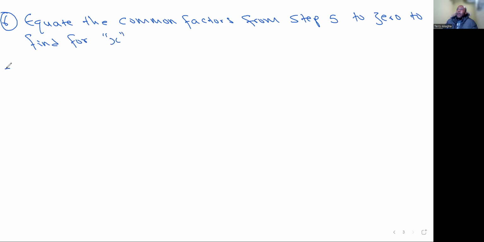Now, after you found x, the next thing you have to do is find the corresponding value for y by substituting x in the simplified fraction from step 5. So in the simplified fraction from step 5, you then find the corresponding y values.